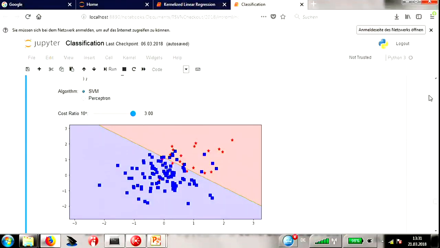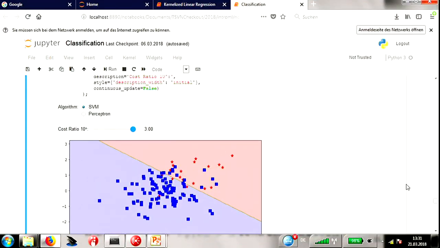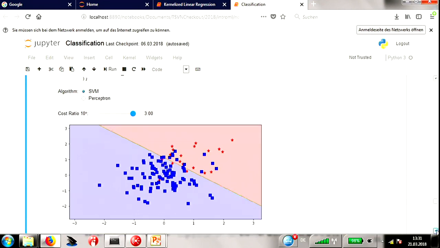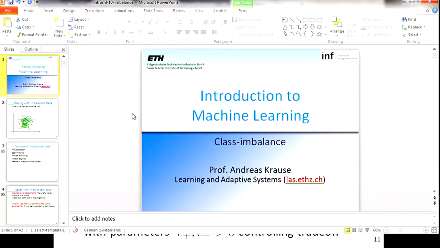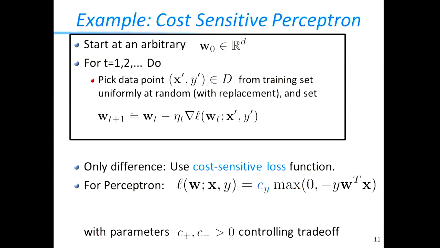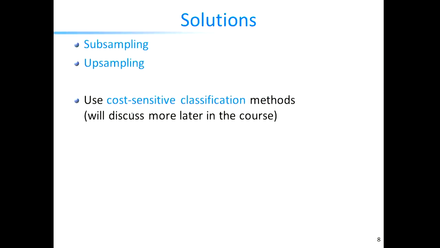Here's basically what happens. This is an imbalanced data set here, and we can use these different training algorithms. What we do here is we look at this trade-off between the false positives and false negatives. So one quick question is maybe we should discuss here.